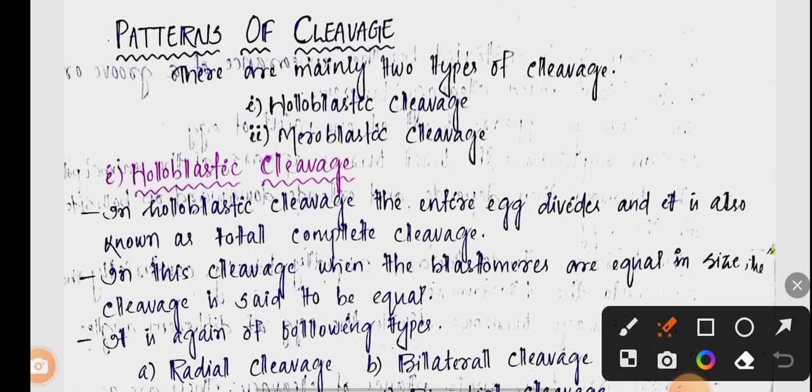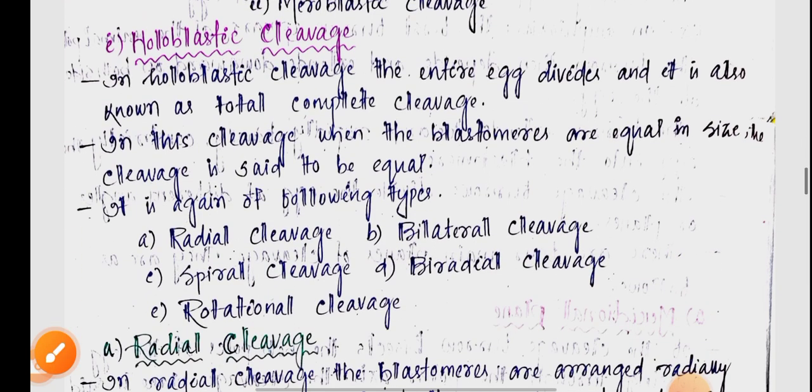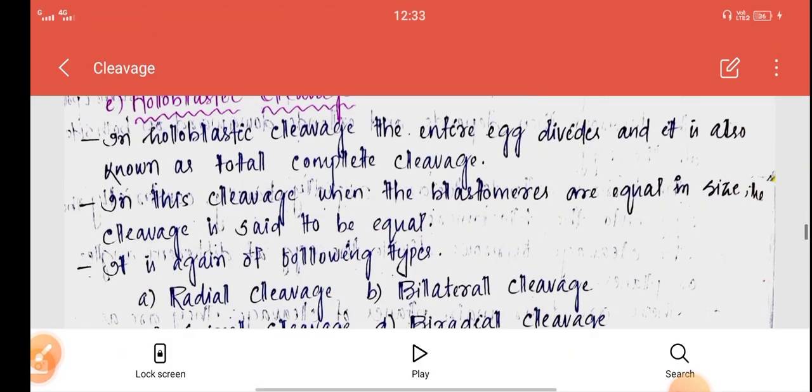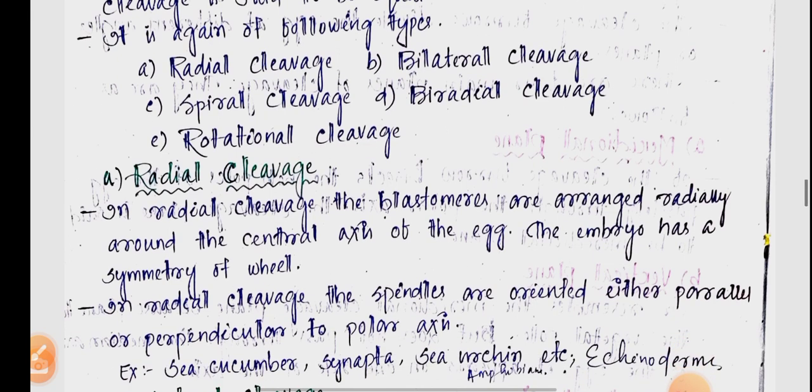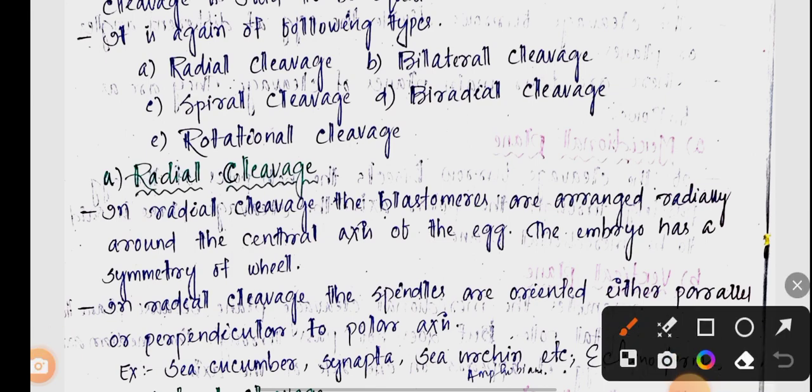In this cleavage, the blastomeres are equal in size, so the cleavage is said to be equal. It is again of the following types. Holoblastic cleavage is of 5 types.